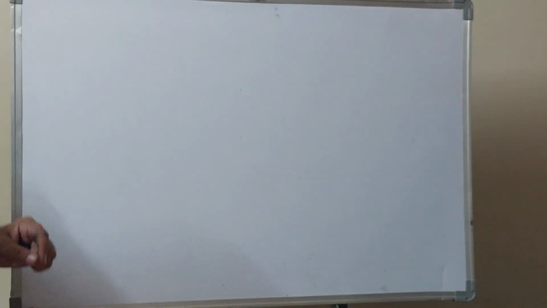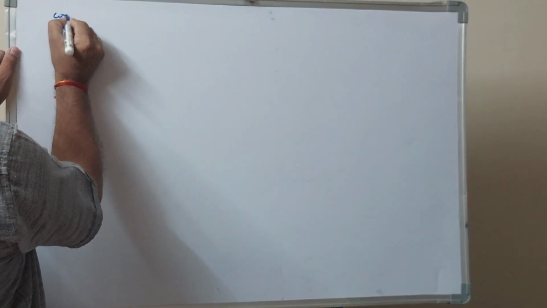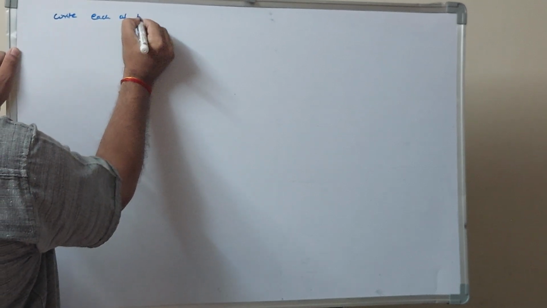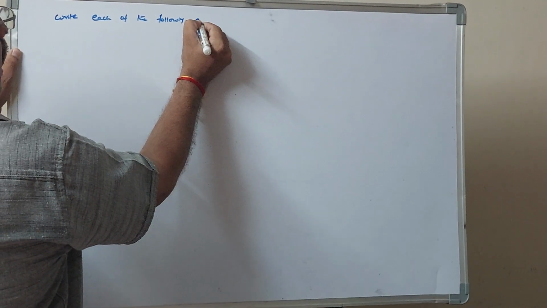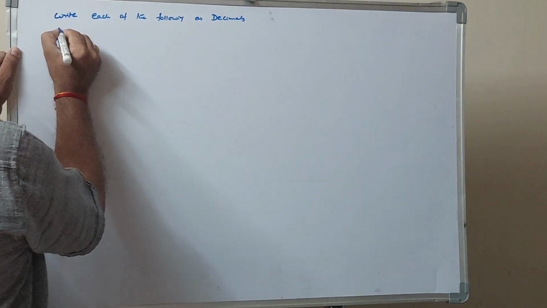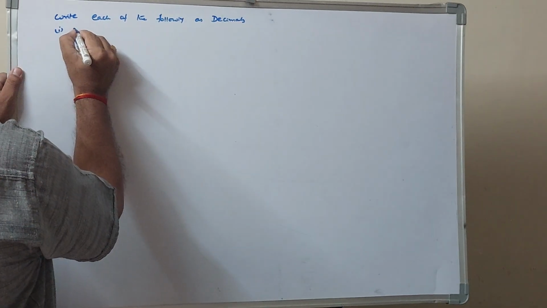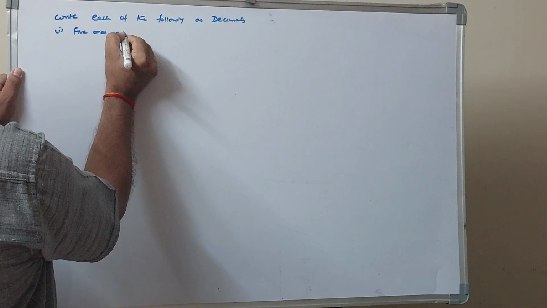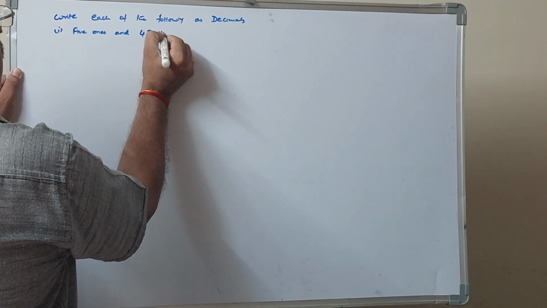So write each of the following as decimals. Okay. First one is 5 ones and 4 tens.